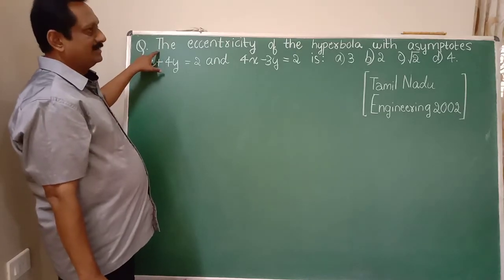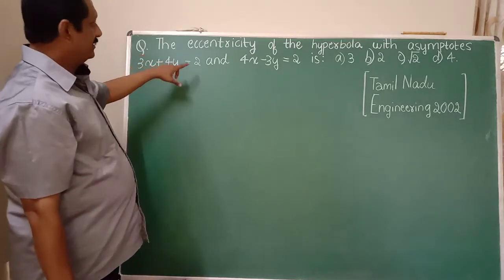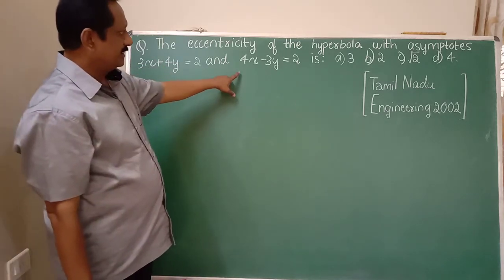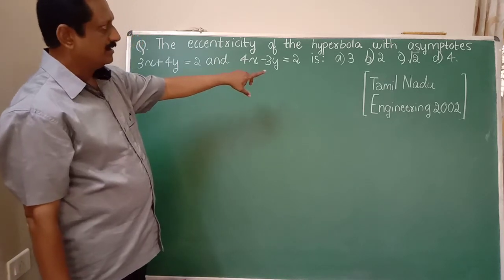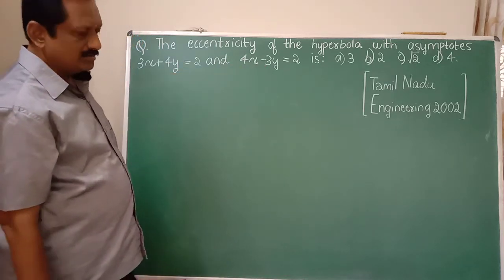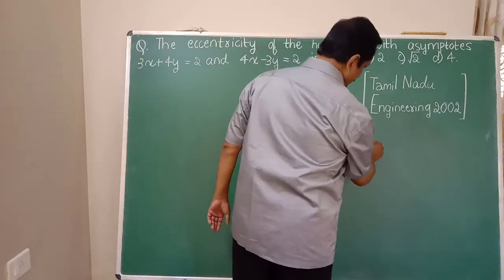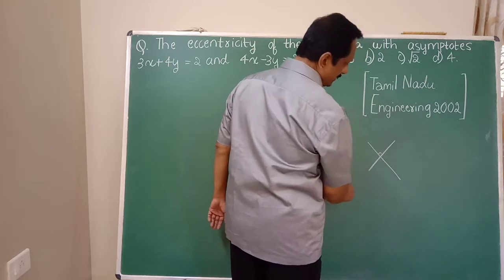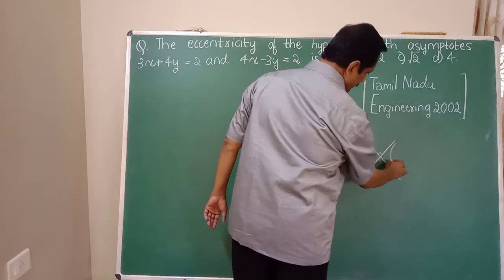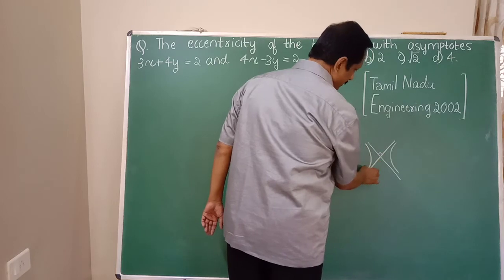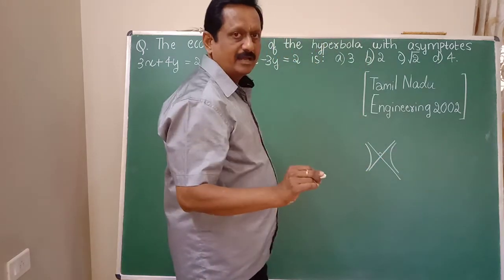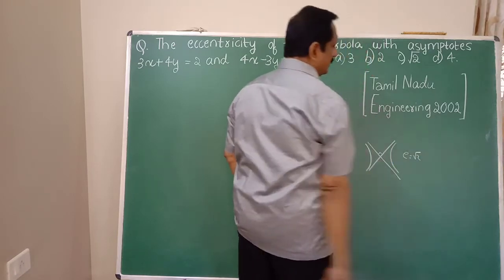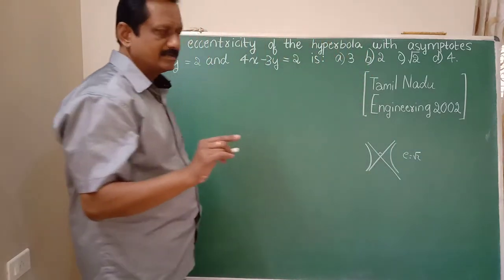The eccentricity of the hyperbola with asymptotes 3x + 4y = 2 and 4x - 3y = 2 is, okay, 4 options are there. So you know that if asymptotes are perpendicular, then those hyperbolas are rectangular hyperbolas, and every rectangular hyperbola has eccentricity root 2.